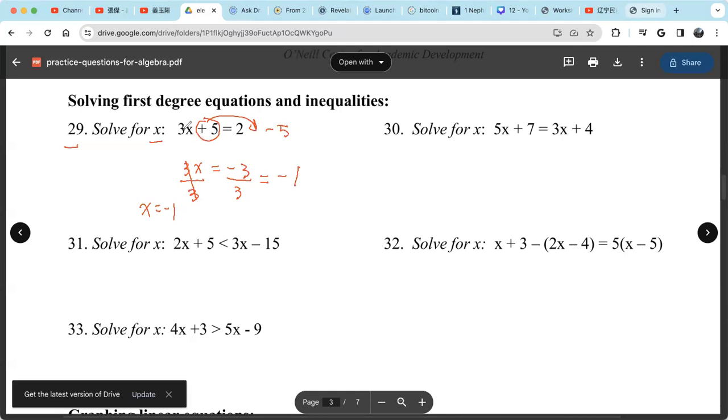If we want to check, we put negative 1 into x. So 3 times negative 1, that's negative 3. Negative 3 plus 5, indeed, 2.